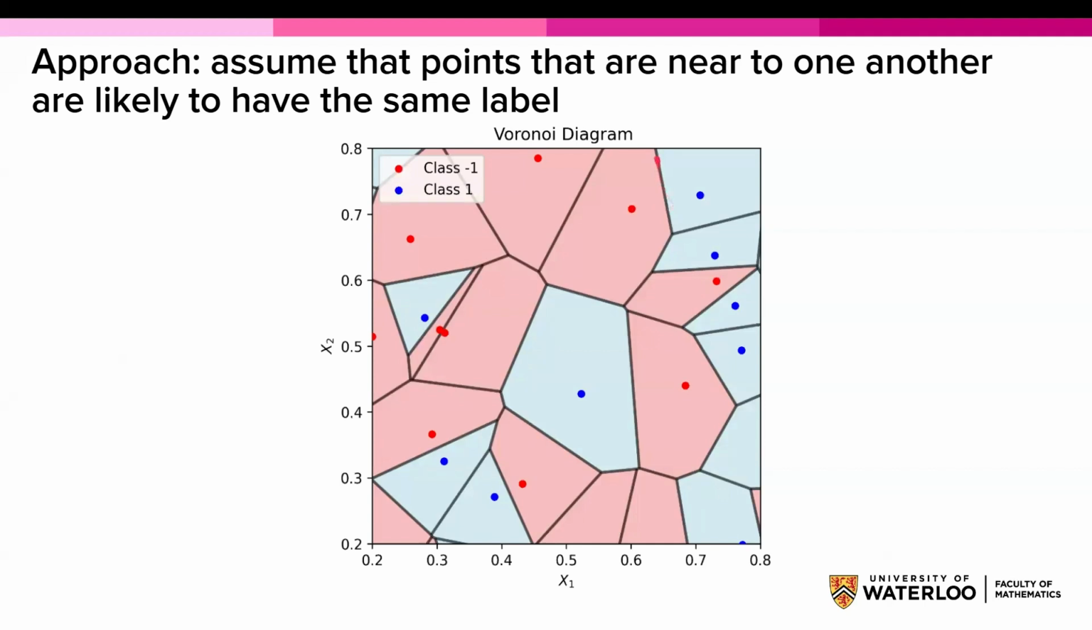And then points that lie along the Voronoi line segments are equidistant to two or more training examples. This is the idea behind the one nearest neighbor algorithm, where we would classify a new point based on the label of its nearest training example. So for example, this black point would be classified as red because it is closest to a training example that was labeled as red.